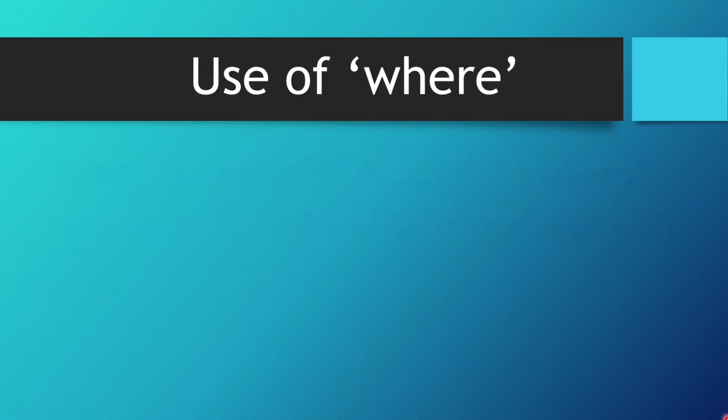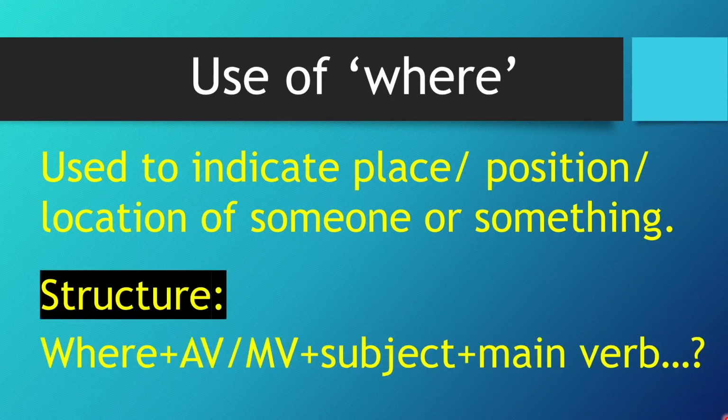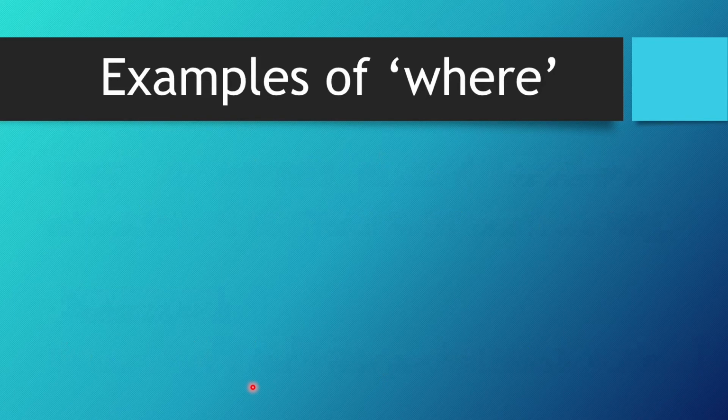Now, let's know the use of where. This is used to indicate place or position or location of someone or something. The structure is where plus auxiliary verb or the modal verb plus subject plus the main verb and other part of the sentence, and at the end there will be question mark. But remember one thing, after where, there can be directly main verb also sometimes. It depends on the structure of the sentence. I'm going to show you now. So let me give you the examples.